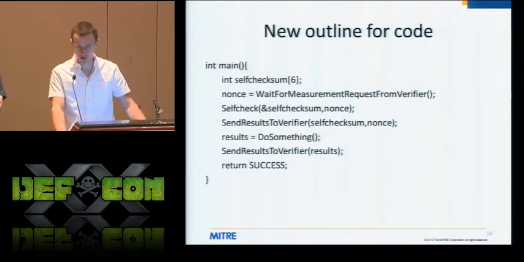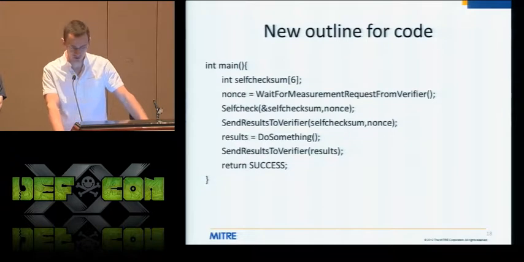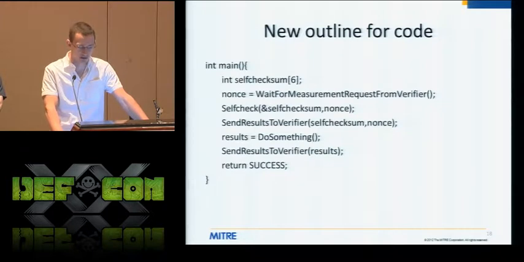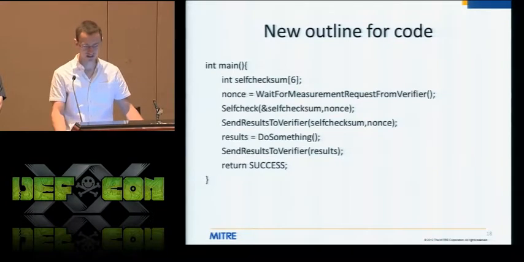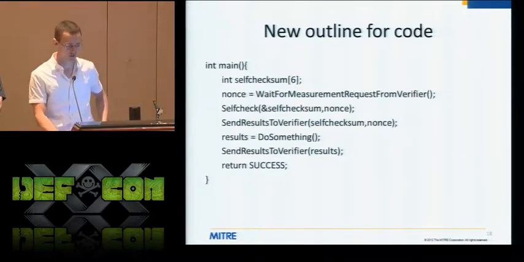So our framework, as opposed to what I showed you previously, looks a little bit more like this. Obviously, it's not the real deal, just pseudocode here. We have our checksum, and it's waiting for a request from the verifier, some type of server. It gets the nonce from that server, at which point it knows the server wants it to attest to its integrity, so the server can know whether or not it should believe any measurements it sends, whether or not it's been tampered with. It does a self-checksum based on that nonce, and then sends the results back to the server.